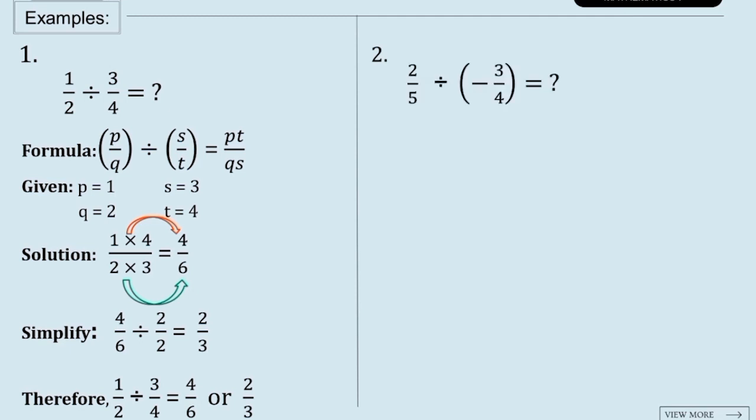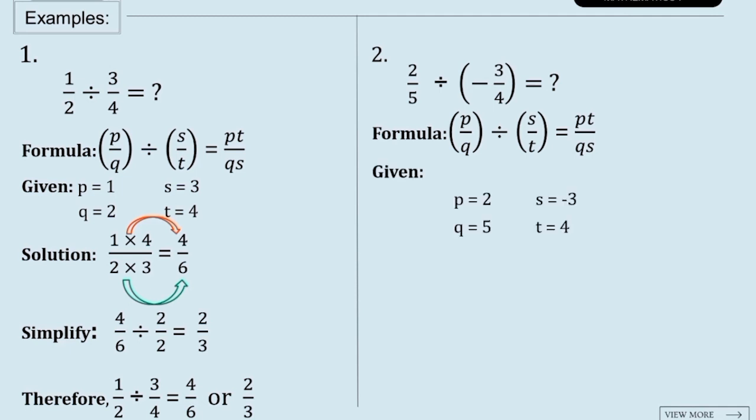So 2/5 divided by negative 3/4. So our formula is P over Q divided by S over T is equals to PT over QS. And our given are P is equals to 2, Q is 5, S is negative 3, and T is 4. So substitute the formula PT over QS.